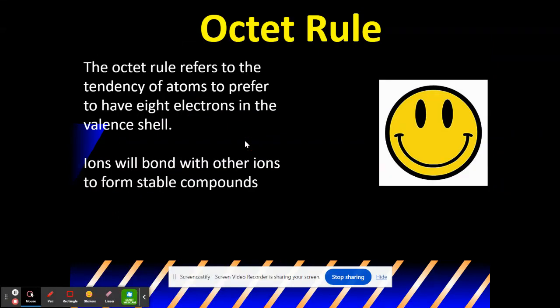Okay, so the octet rule. Remember, this is the 2-8-8 rule, that they want to be full, and that makes them very happy. Again, getting to bonding later on, this is how this works.